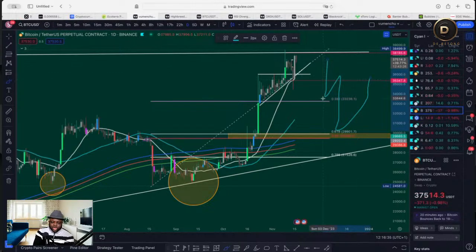You can buy more Bitcoin here, but this is going to be the golden zone. This area, the golden zone for you to buy Bitcoin. So pay attention to that, guys. It's very important. You look at Bitcoin.